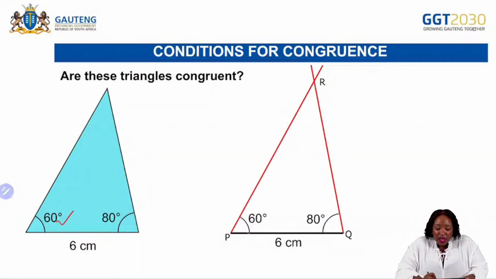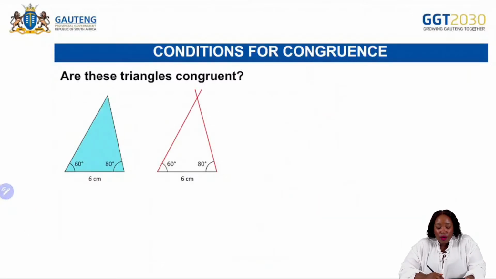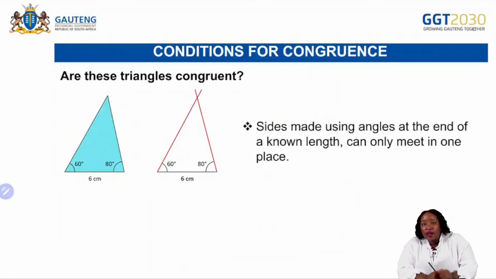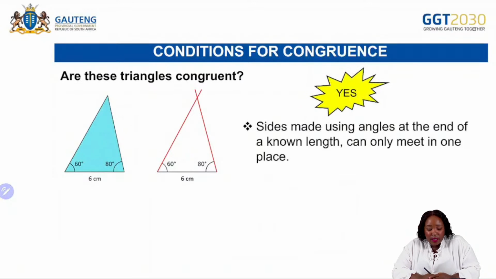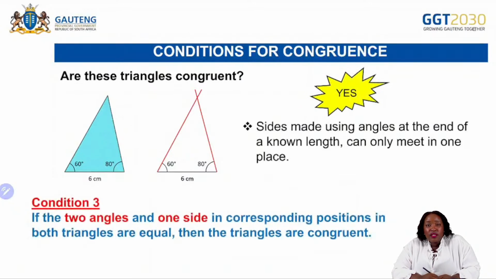Do you see that if I know the angles here, there's only one point for my lines to meet? So having two angles and one side is enough to prove that triangles will be congruent. Sides that are made using angles at the end of a known length will only meet in one place. In that case, these two triangles can be said to be congruent.